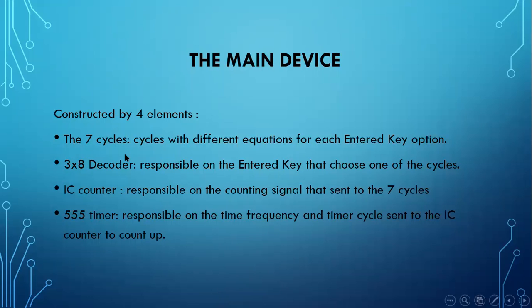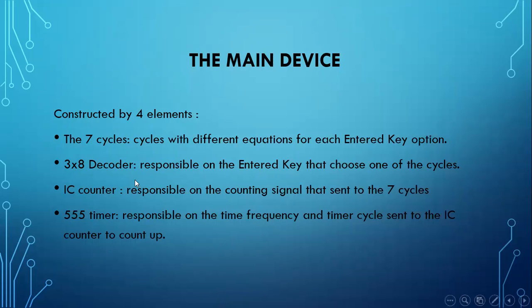The second part is the 3-to-8 decoder. It has 3 inputs and 8 outputs, and it represents the enter key. We have 7 cycles, so they must be connected to 7 outputs from the decoder. Each output from the decoder represents one of the possibility cycles.